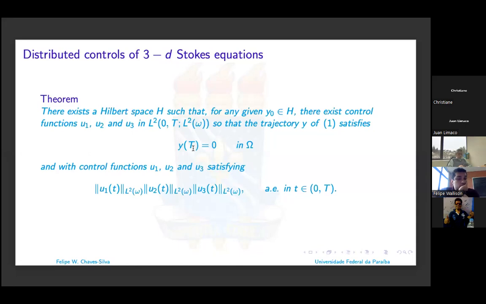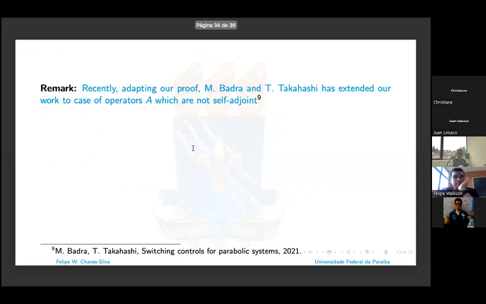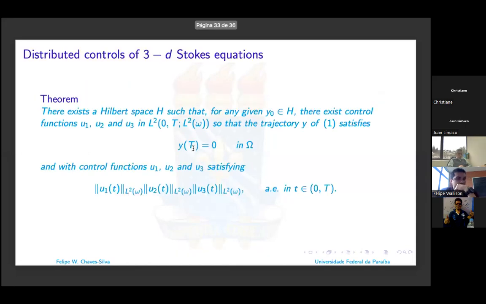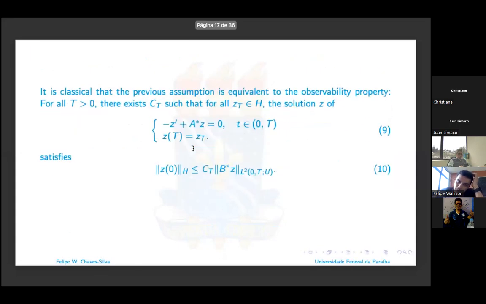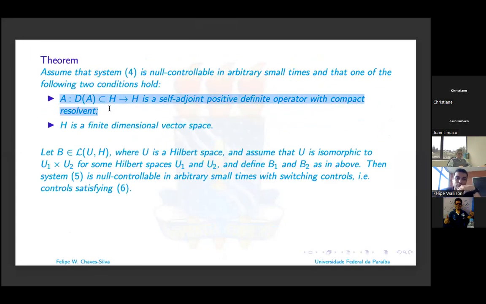And also, before doing this remark, let me just say that in our work, we also write something about the non-self-adjoint case. Here, remember that I said that our result works in the self-adjoint case.